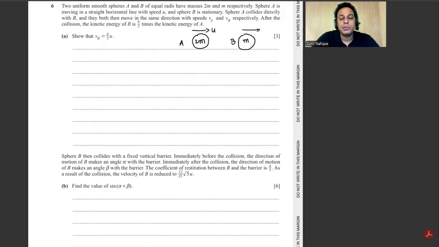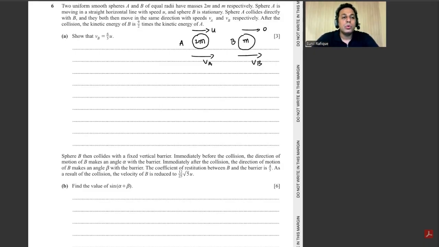This one is stationary. Sphere A collides directly with B, and they both then move in the same direction with speeds VA and VB. So this is VA, this is VB, respectively. After collision, the kinetic energy of B is 9 over 2 times the kinetic energy of A. Part a: show that VB, the velocity of B, is 6 over 5 U.